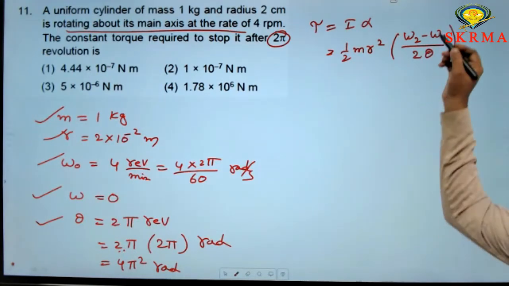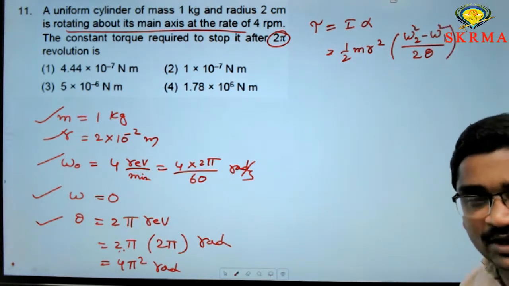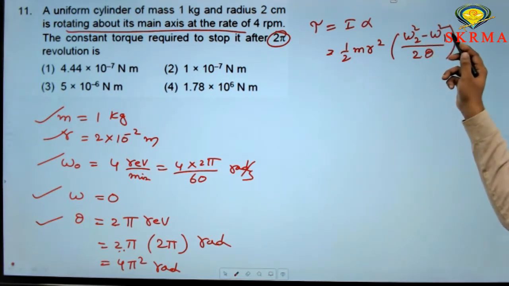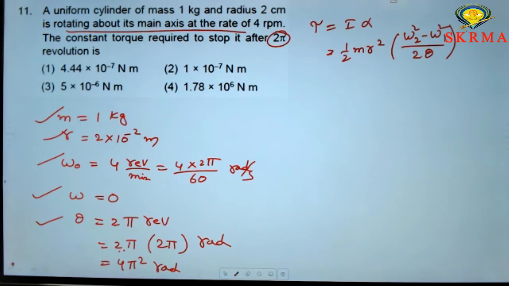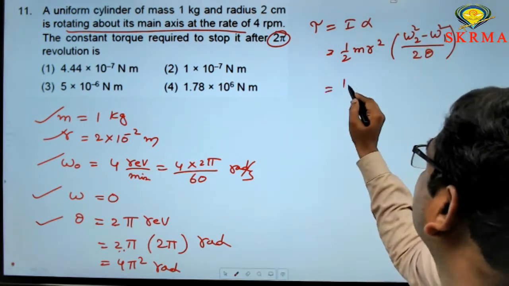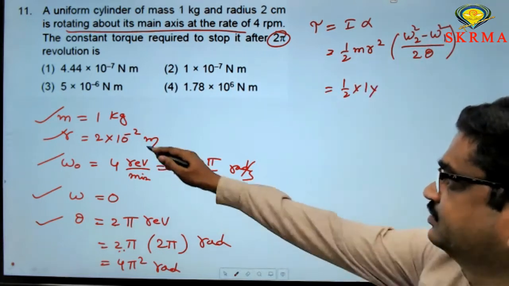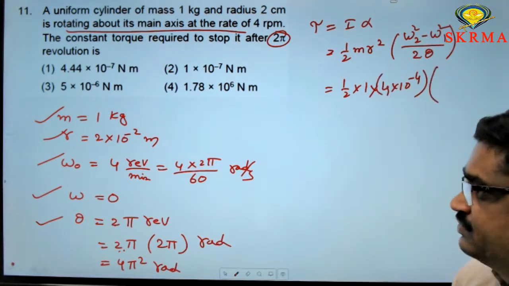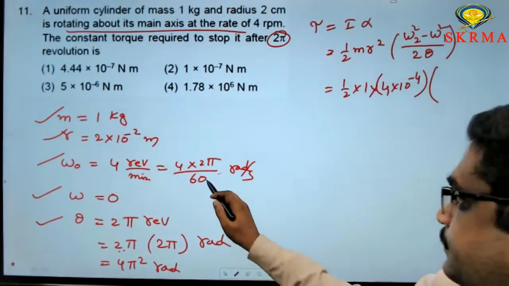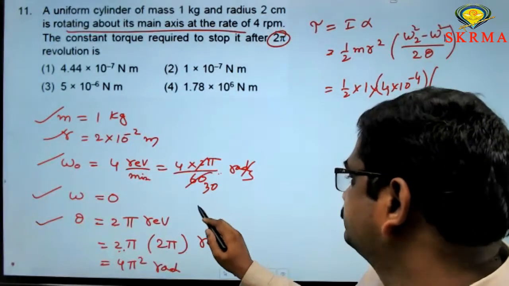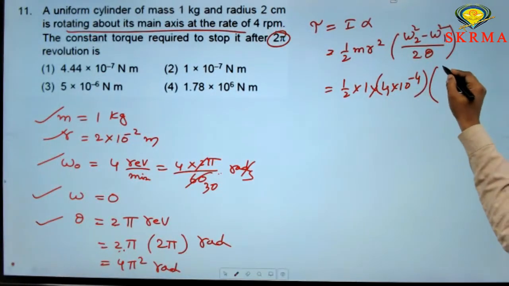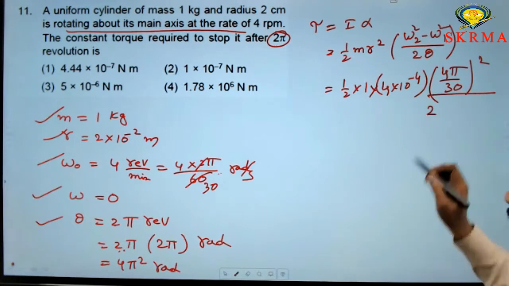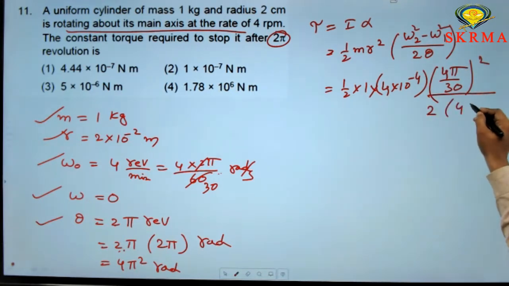This is from v square minus u square equal to 2as. Like that, if you apply it for rotational motion, final velocity whole square minus initial velocity whole square, by 2 into theta, is the angular acceleration. Now substitute and solve. 1 by 2 into m value 1, r square 4 into 10 power minus 4, omega 2 square. So whole square of this one. So this is 30 times. So 4 pi by 30. 4 pi by 30 whole square minus 0, by 2 into angular displacement theta, which is again 4 pi square.